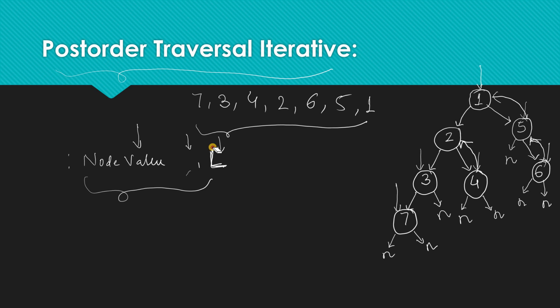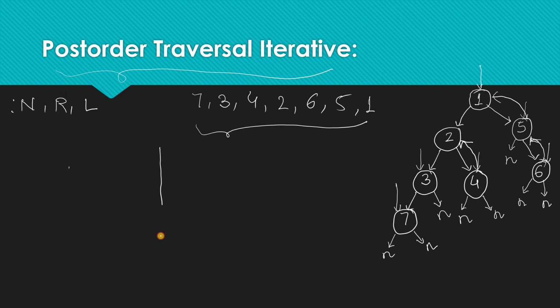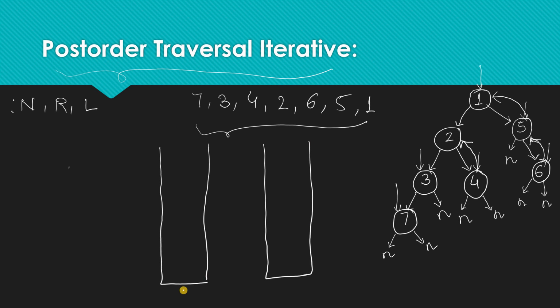Okay, let me erase this as well. Okay, so I will write it here so that I get more space. First right and then left. Okay, and then let's choose two stacks here. Cool. So this is our stack 1 and this is our stack 2. Okay, so let's apply this order on this tree.